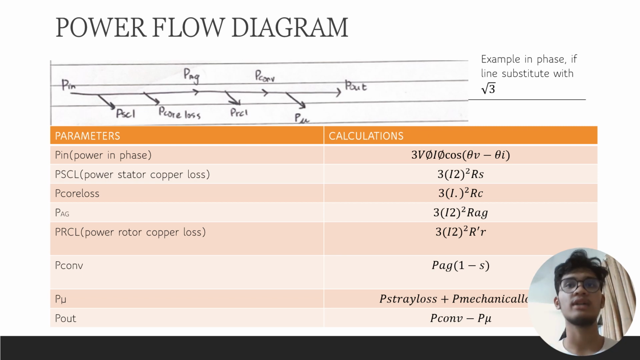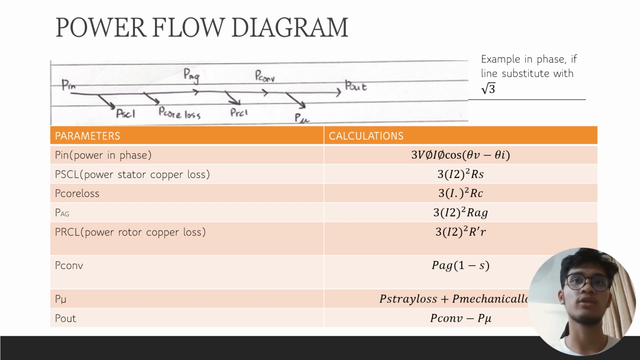So next we are introduced to the power flow diagram. The power flow diagram has these parameters: power in, power stator copper loss, power core loss, power air gap, power rotor copper loss, power conversion, power losses, and lastly power out. This power flow diagram is to show where the power is lost.